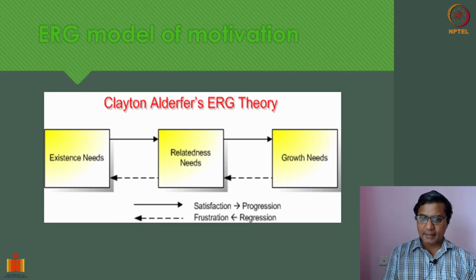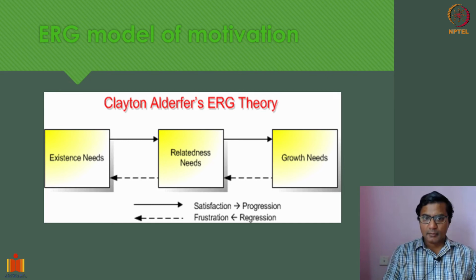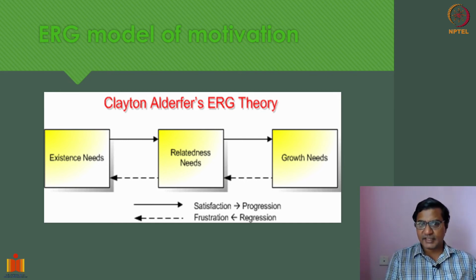But sometimes you may not move to the next level, or you go to the next level and there you are not satisfied. What will happen? That is called frustration. The bold arrows say you are satisfied and you are moving to the next level. The dotted arrows say you are not satisfied, so you fall back to the previous level of needs.